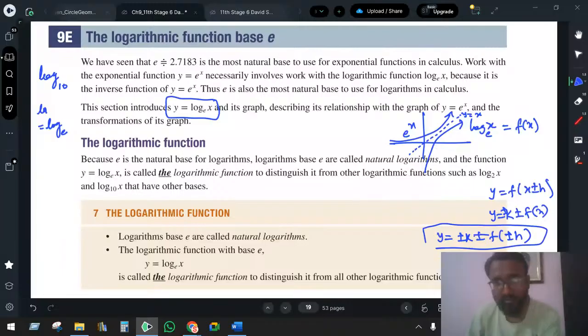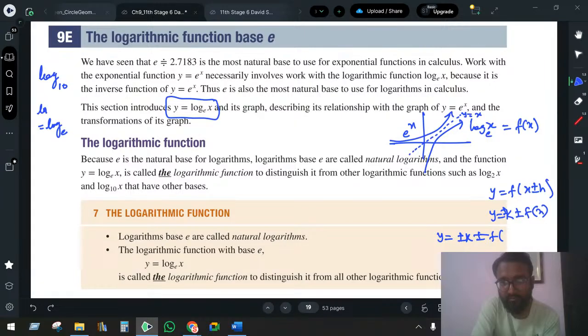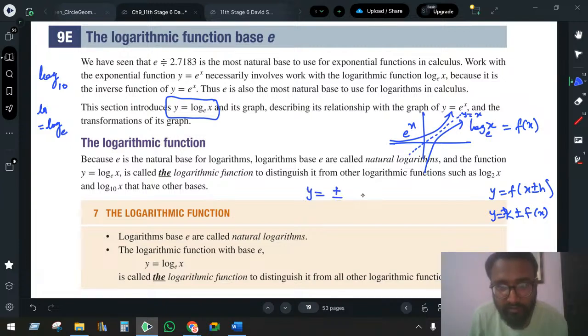I want to rewrite this entire equation once again. If you know e power x, or any basic function, you can plot the graphs of y equals plus or minus k plus or minus f of x plus or minus h. If you know the graph of f of x, you can plot the graphs of all these, when f of x is e power x or log x basically.